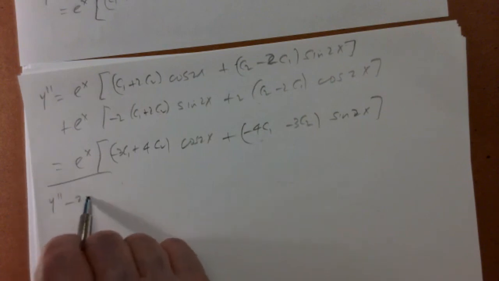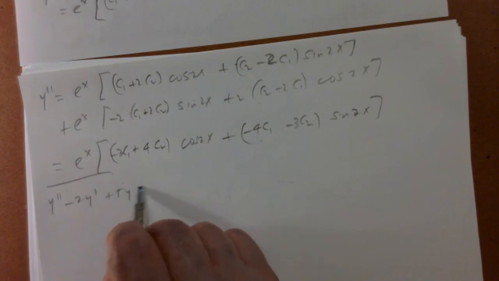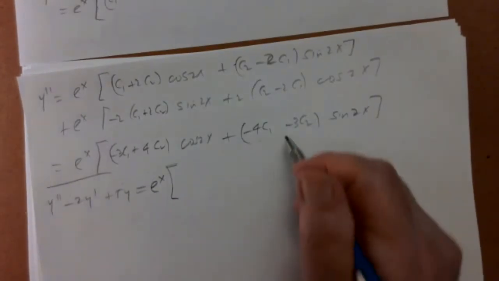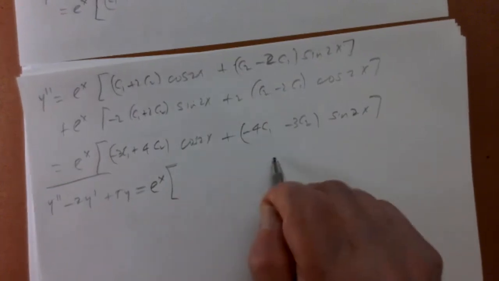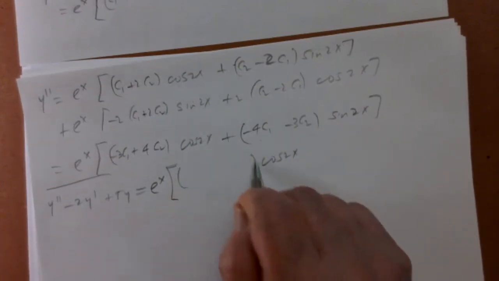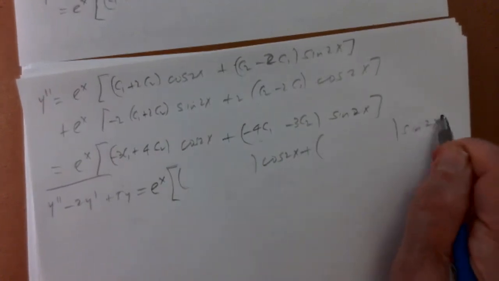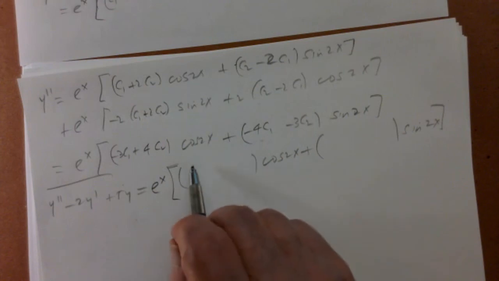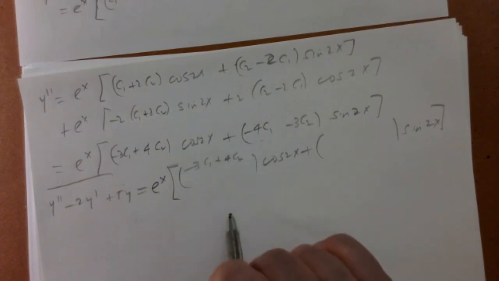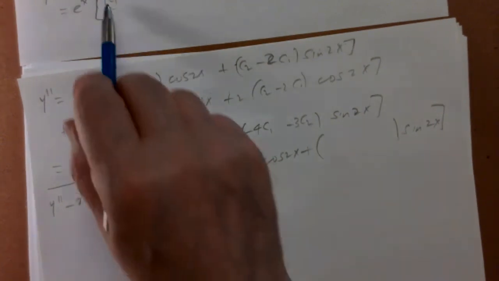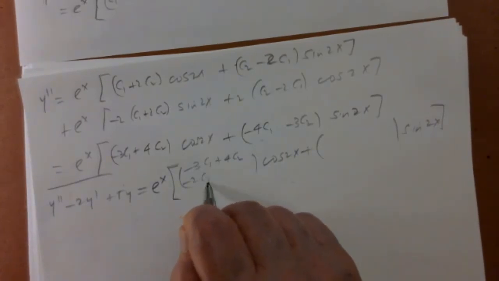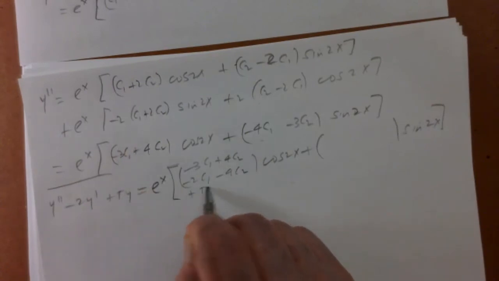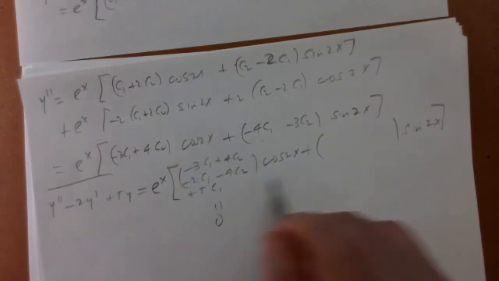So let's plug these things into the equation. Y double prime minus 2y prime plus 5y equals. So I'm going to have e to the x times something times cosine 2x and something times sine of 2x. So what do I have times cosine of 2x? For y double prime, it's minus 3c1 plus 4c2, minus 2y prime, so that's minus 2c1 minus 4c2, plus 5y, plus 5c1. That's all zero. That's good.